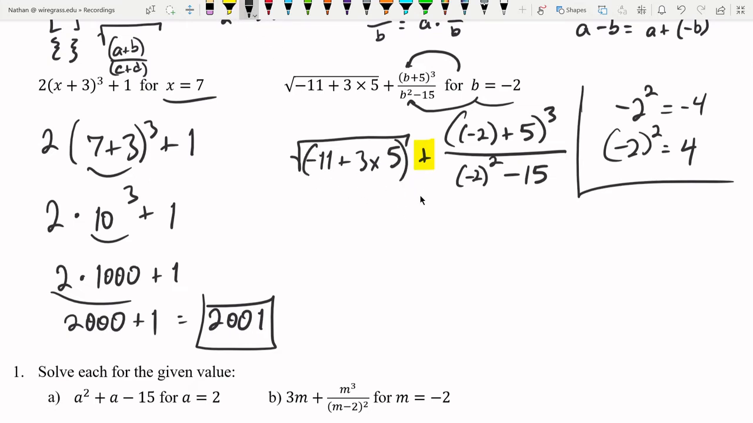So I can go ahead and work on this grouping symbol. This square root groups what's inside of it, and the fractions also group everything on the inside. So I need to deal with the square root thing first here. I can do multiplication before addition. So this is not done first. The multiplication is done first. 3 times 5. That's 15.